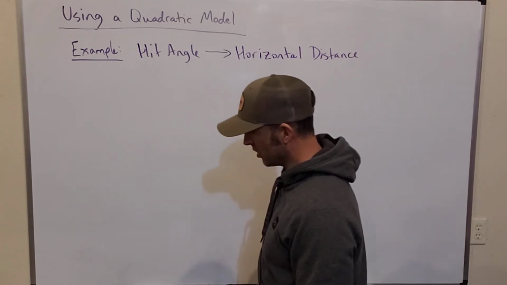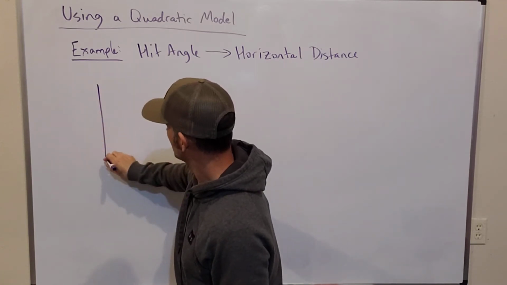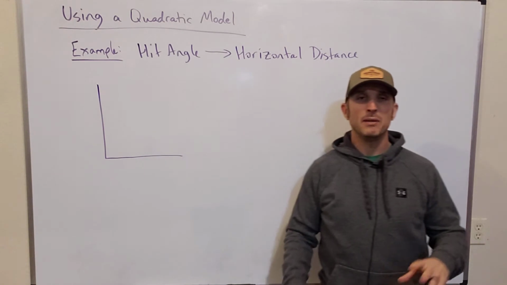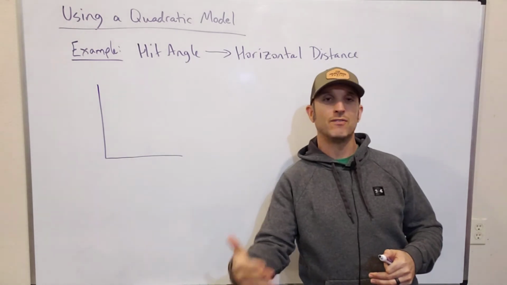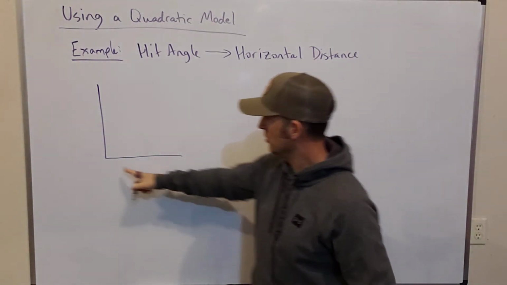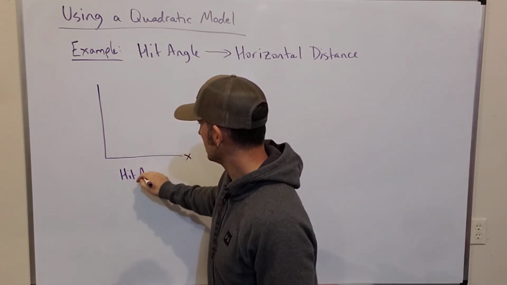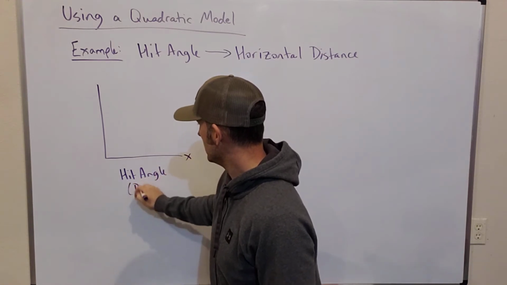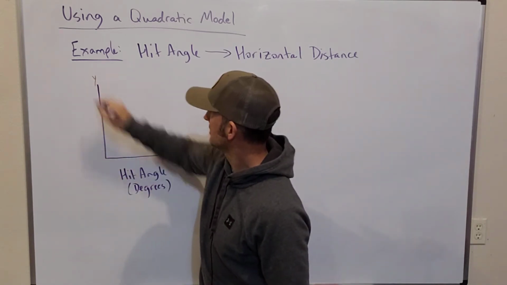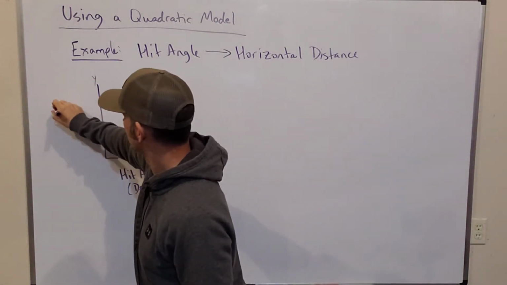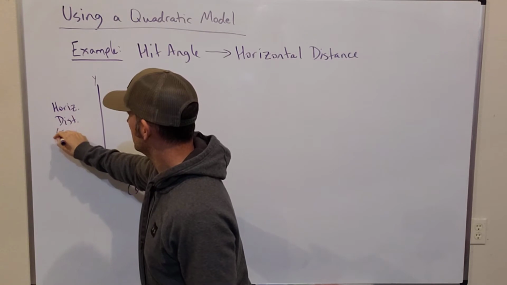If we were to look at a graph of what this might look like, just to get an idea, we'd get what's called a scatter plot. Maybe data is gathered for hit angles at 10 degrees, how far they went, and then that could be averaged. On your x-axis, you could have your hit angle, and let's assume that's in degrees. And on your y-axis, you could have your horizontal distance, and let's assume that's in feet.